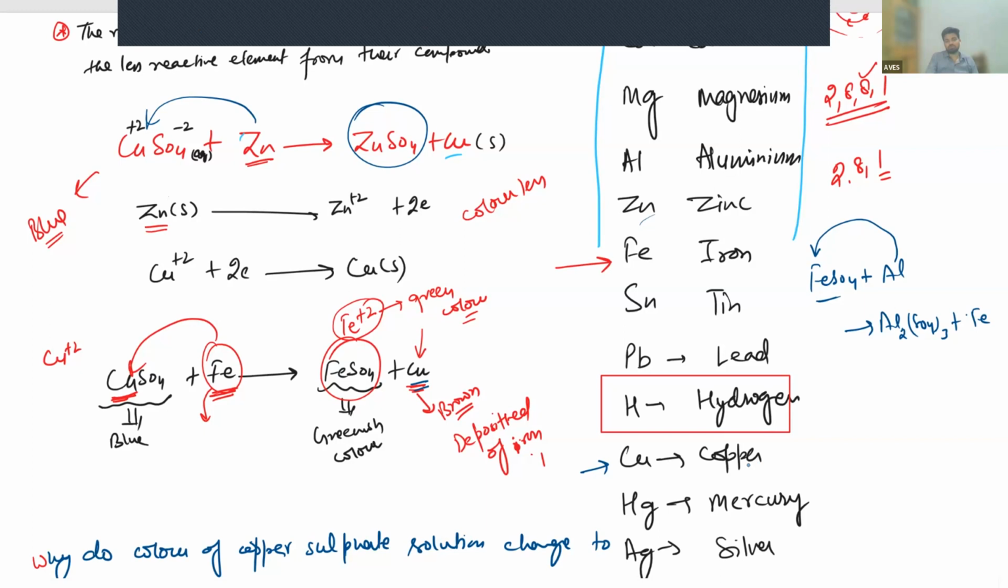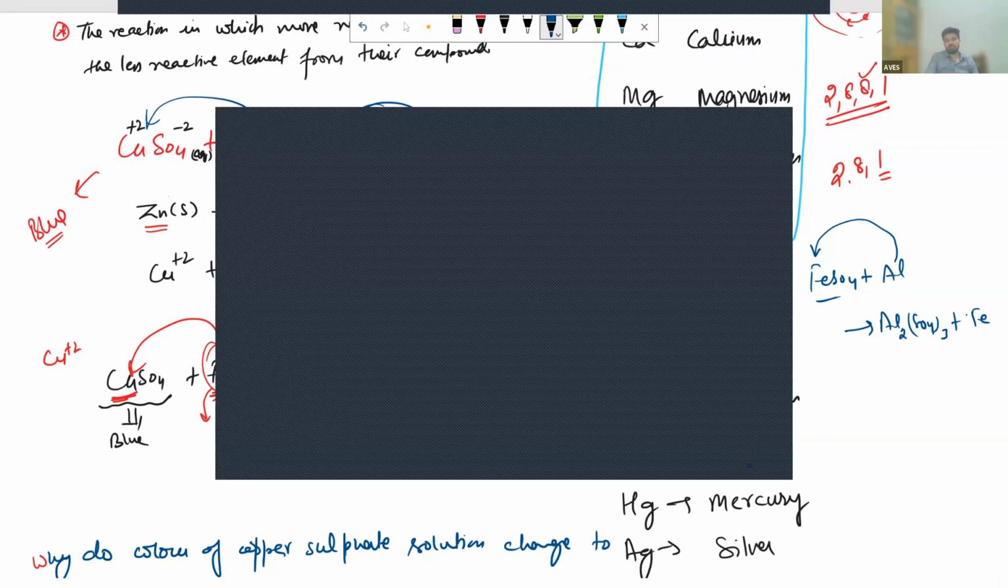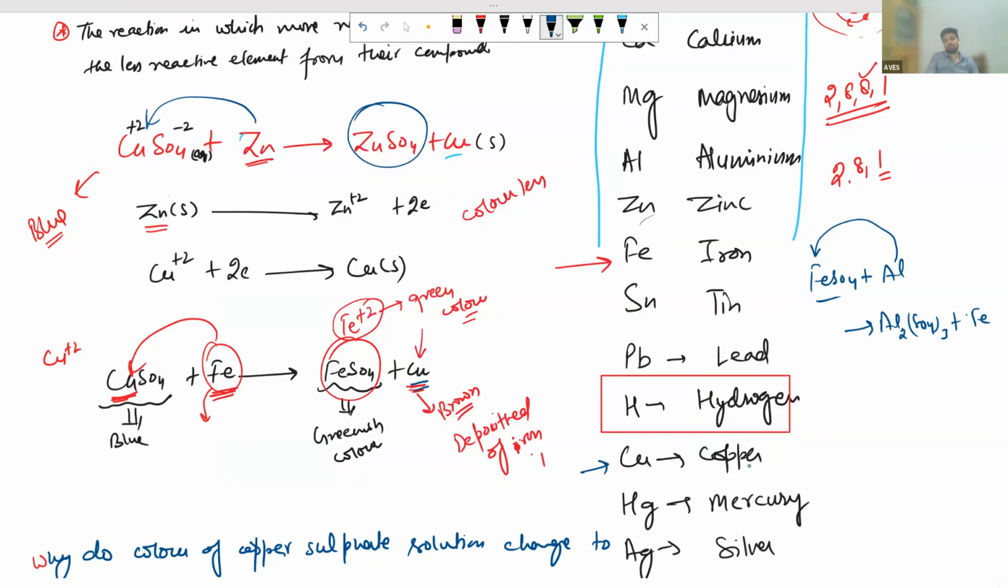Why is it doing so? Because iron is more reactive than copper, so it is displacing it. Simple. So this iron is displacing the copper from copper sulfate solution and is forming FeSO4 and Cu.